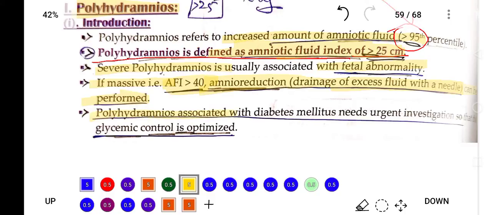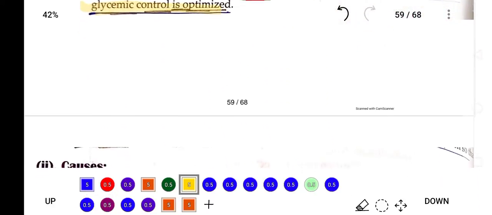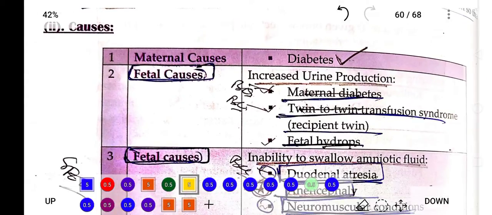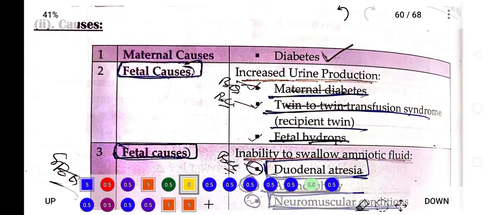So polyhydramnios is associated with diabetes mellitus. If a mother is diabetic, then there are a lot of chances that a baby can develop polyhydramnios, and it needs urgent investigation for glycemic control in order to prevent this condition. So a diabetic mother is more prone, or at more risk, to develop polyhydramnios.